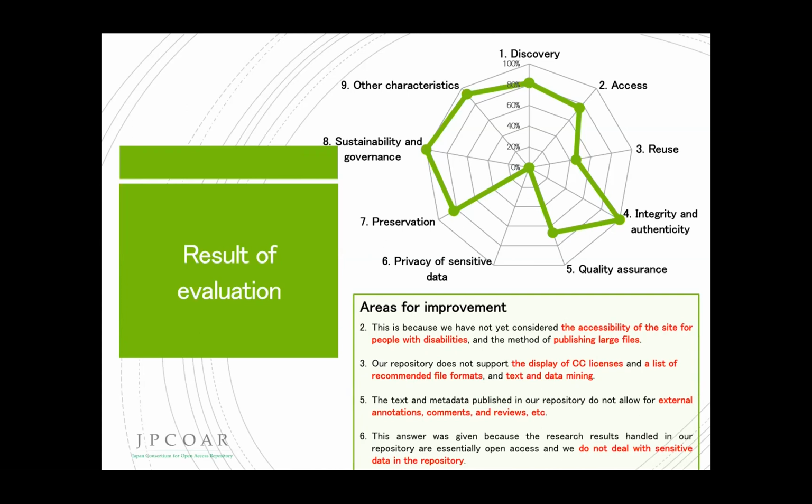And then finally, in terms of privacy of sensitive data, the resources we handle in our repository are basically open access, and we do not handle such data. Therefore, our achievement rate was 0%. Or alternatively, it may be better to answer not applicable. Anyway, by applying the checklist like this, we can understand the strengths and weaknesses at a glance.